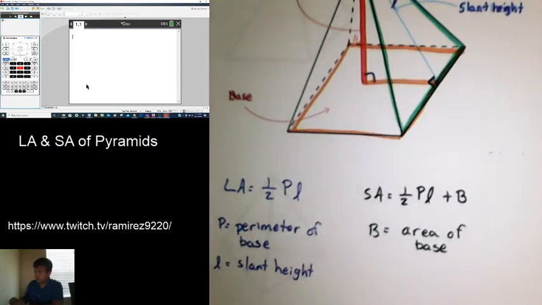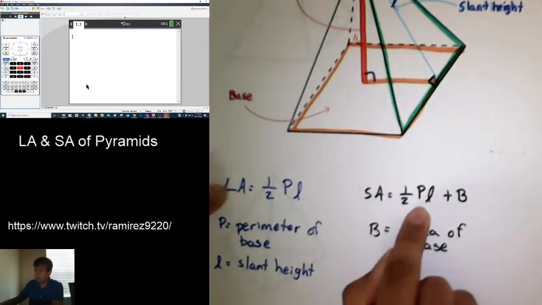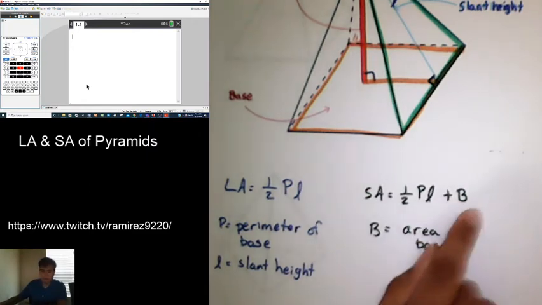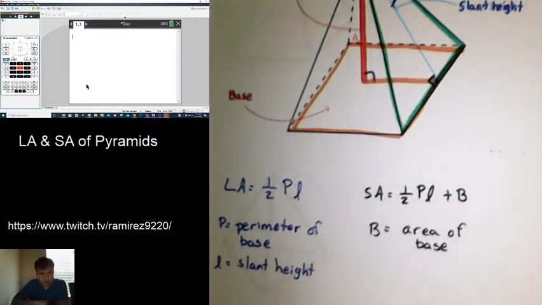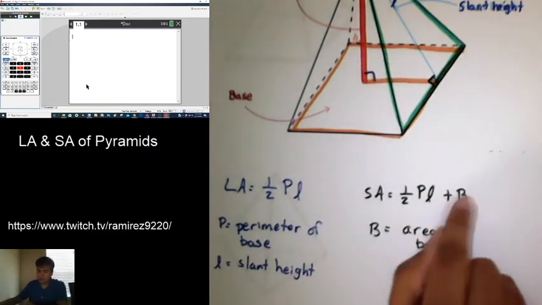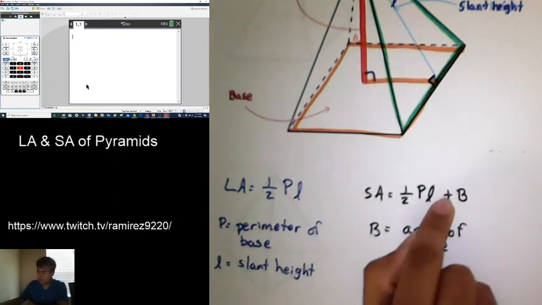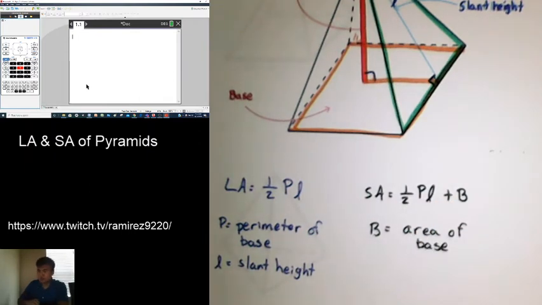The P, guys, still stands for perimeter of the base. L, again, is your slant height, which, if you don't know it, it is possible that you're going to have to do the Pythagorean theorem. Your total surface area, you notice, is just your lateral area plus B. Now, unlike our prisms and our cylinders where we had 2B, this one doesn't have a 2 because there is only one base. That's why it's just plus B. And again, big B is the area of the base. So let's go ahead and look at some examples.